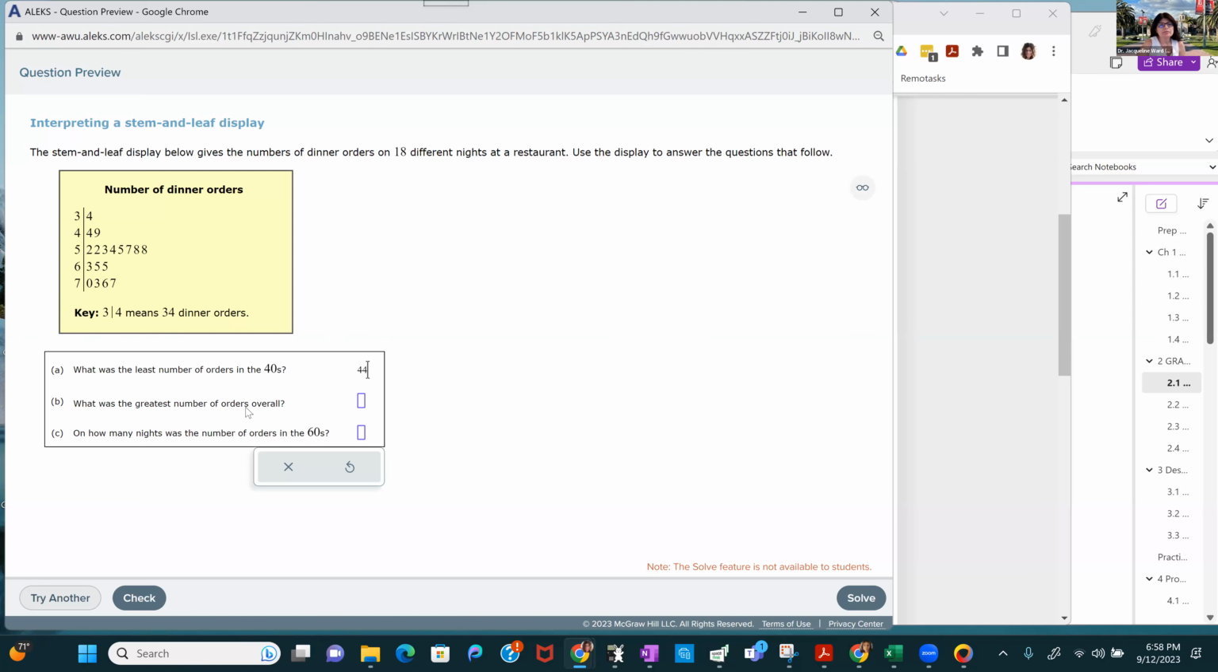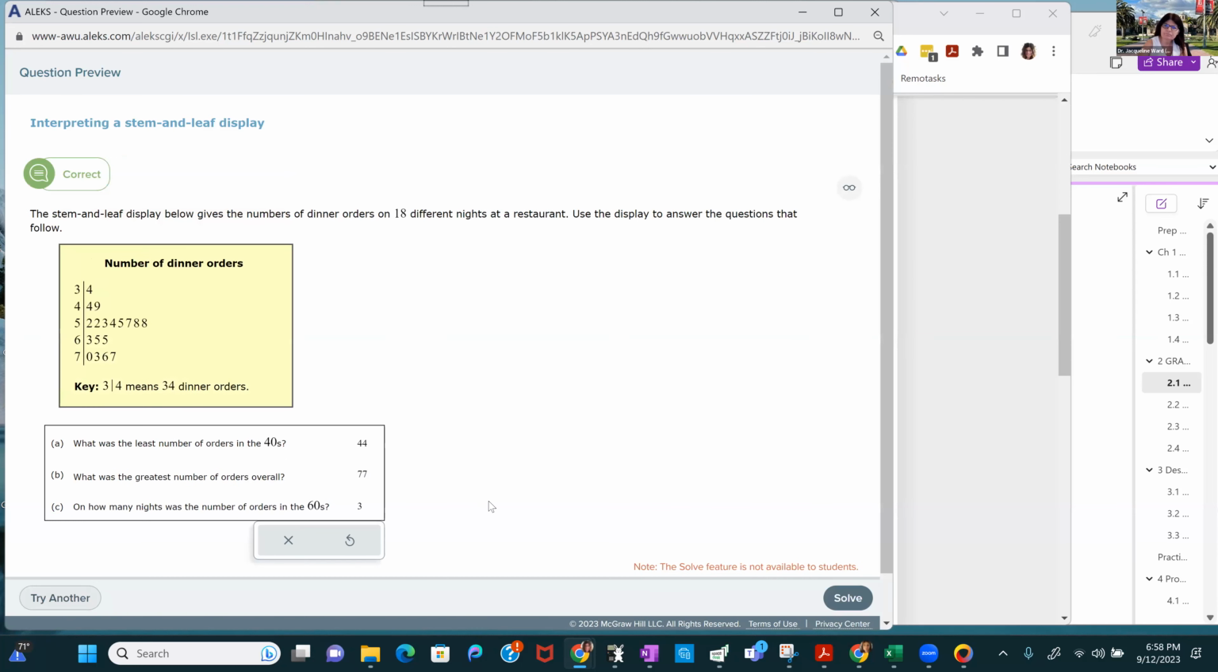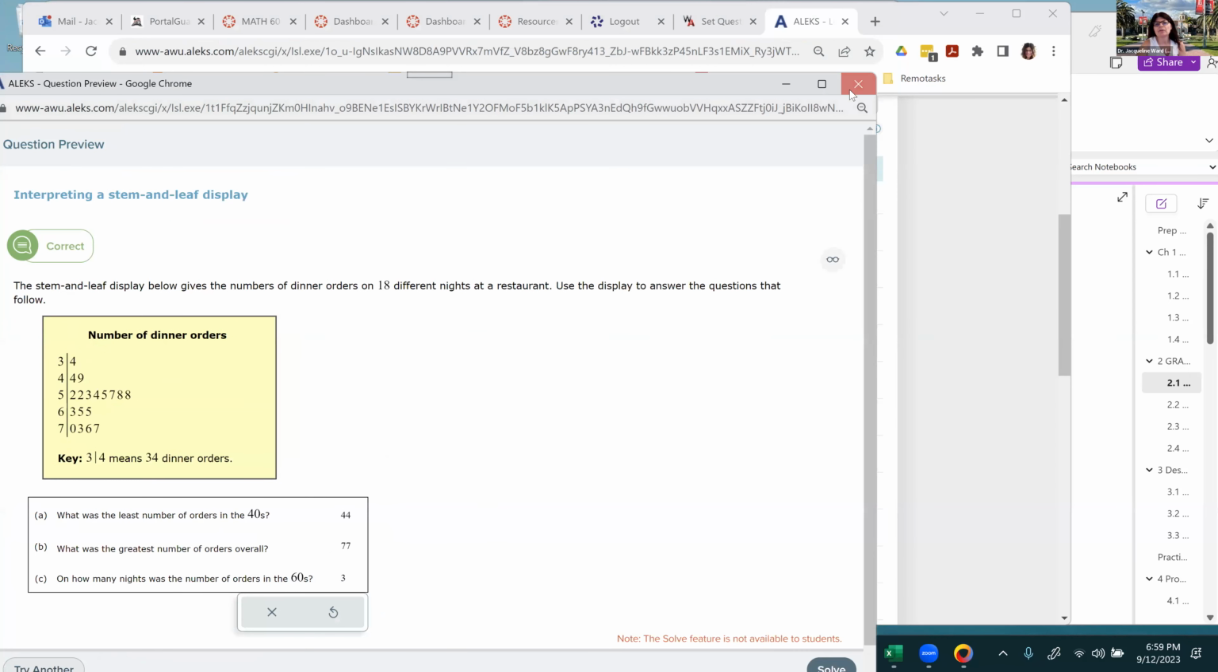And the greatest number overall? All right, 77. How many nights was the number of orders in the 60s? Yep, we see there are 3 leaves in the 60s. There's 63, 65, 65. Yep. Okay. So these are all pretty straightforward, right? We're mostly just reading these graphs, making sure we know how to read them.